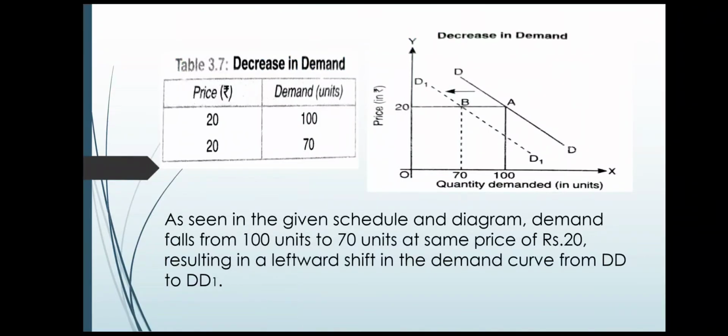So as you can see over here in this table, the price is same but demand has decreased from 100 to 70, and as a result demand curve shifts from its place, and the change is denoted by dotted lines. So as seen in the given schedule and diagram, demand falls from 100 units to 70 units at same price of rupees 20, resulting in a leftward shift in the demand curve from D to D1.